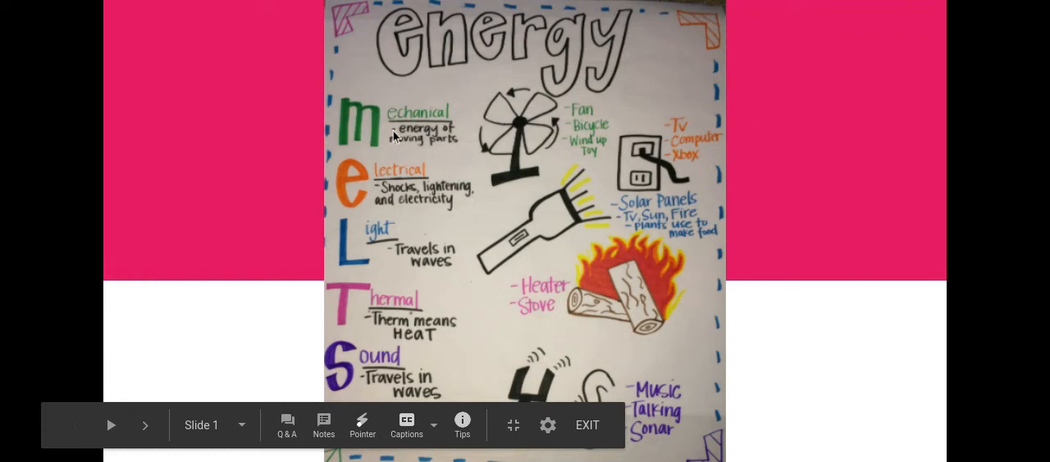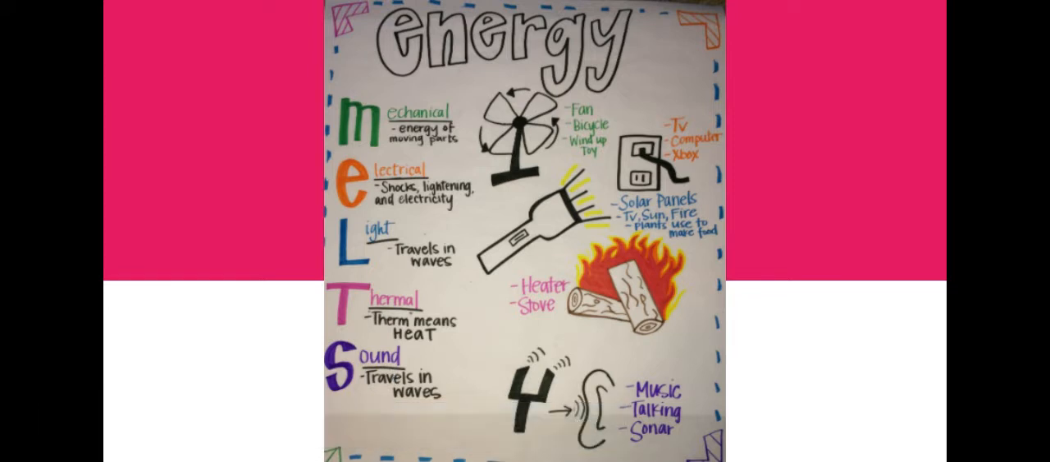So when we talk about forms of energy, there are 5 different kinds that we are speaking about today. So we go by MELTS. M is for mechanical, E is for electrical, L is for light, T is for thermal, and S is for sound. So anytime you think of mechanical, you think of moving parts. Something is moving in order for that object to work.